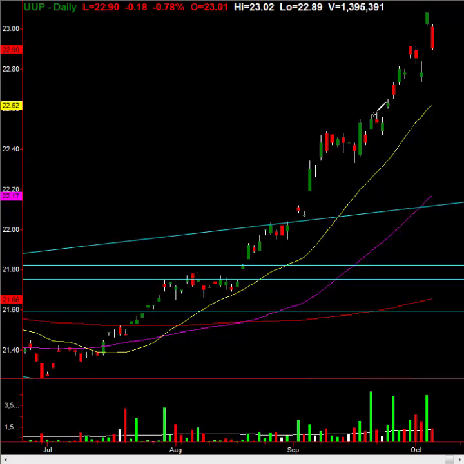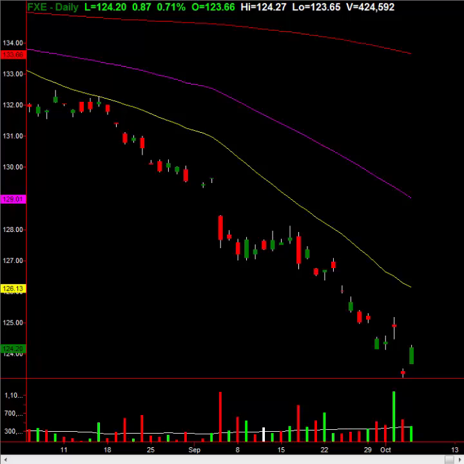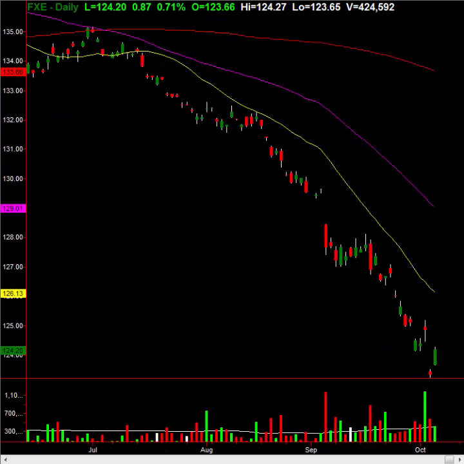A couple other situations going on here. Number one, let's take a look at the FXE, which is the euro. The euro is having a very strong bounce, and again, I have options on the euro as well, and that's paying off handsomely to boot. So nice move on the euro as it's bouncing up.